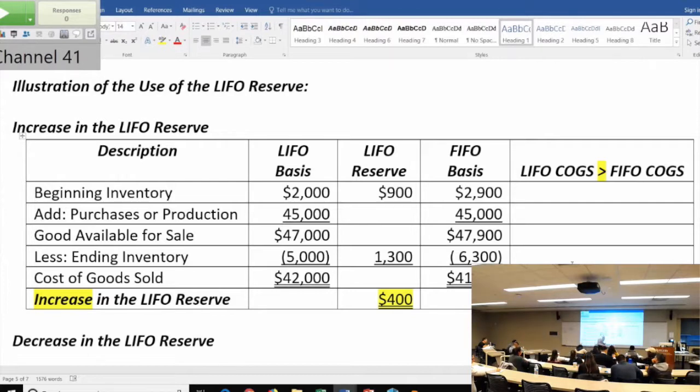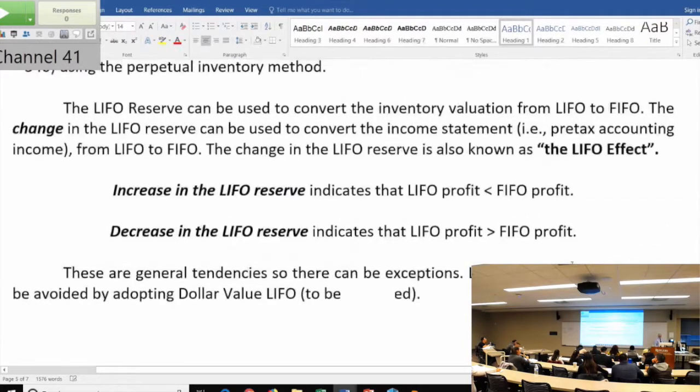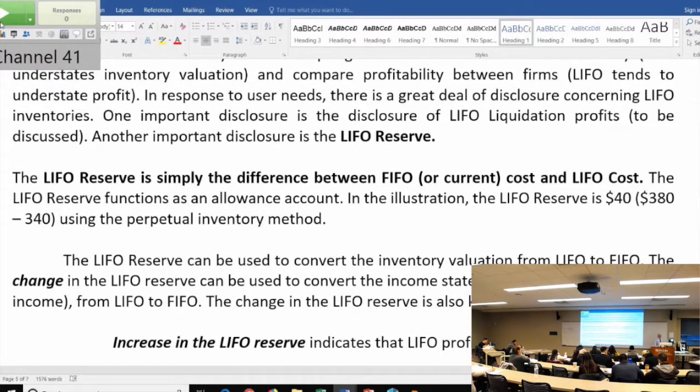I'm going to go to page 4, just to remind you where this comes from. And the LIFO reserve itself, as we said, is simply the difference between FIFO, current cost. This is module 10.2, page 4. So the LIFO reserve is simply the difference between the current cost, the inventory under FIFO, and the LIFO cost. Now, this can be used, I'm going to show you this a little bit later, to convert a LIFO company back to FIFO.